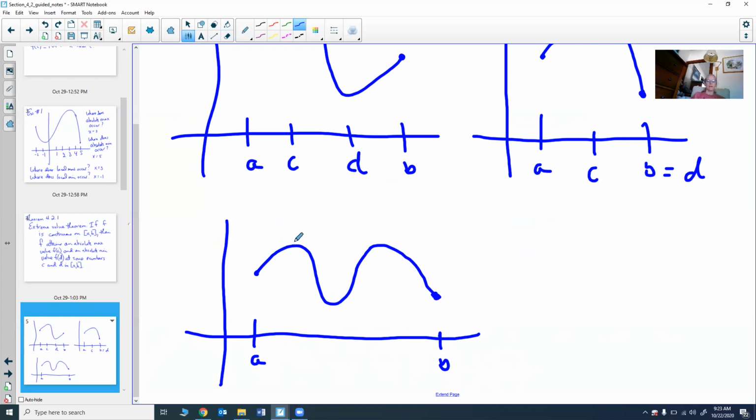Noticing that I have a place where I have a minimum. This lowest point here, that's my lowest point I'm going to get. My B is a little bit above that point. That's my lowest point, so that's my D. That's the lowest point it's going to be.